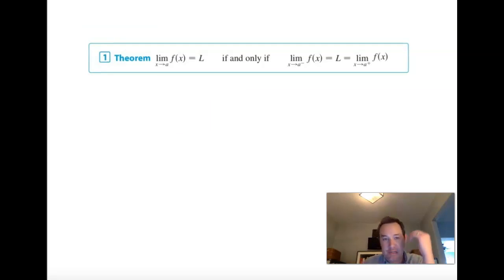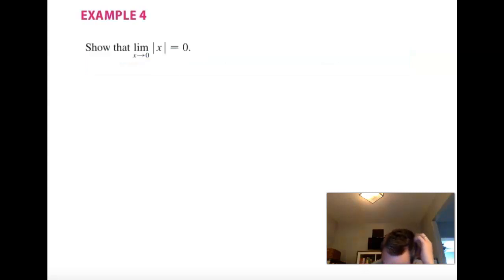All right, so this is just a restatement of something we already knew, which is that the limit of a function as x approaches a equals L if and only if the limit from the left and the limit from the right as x approaches a also equal L. And so as a reminder of that, let's talk about the absolute value function.